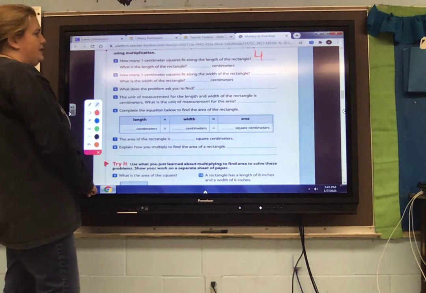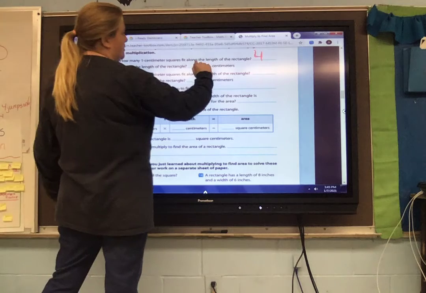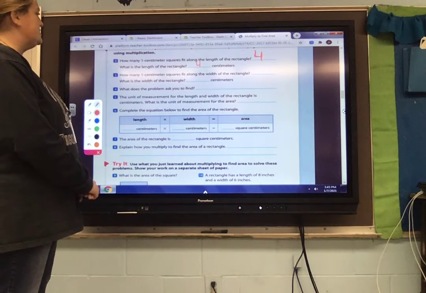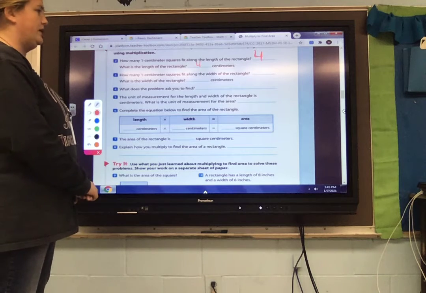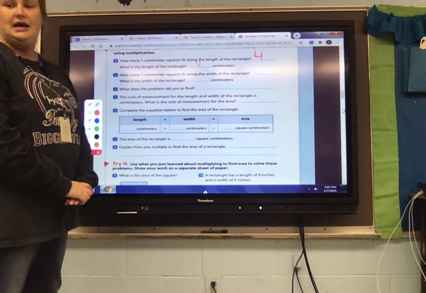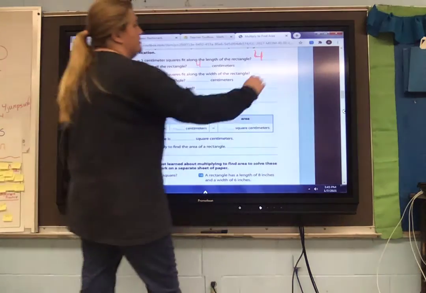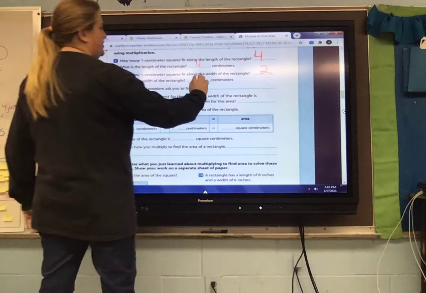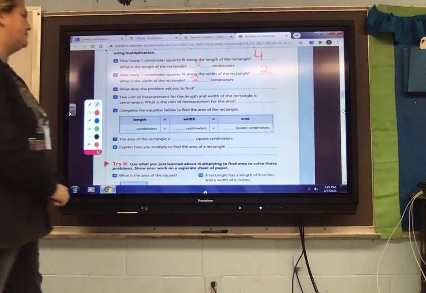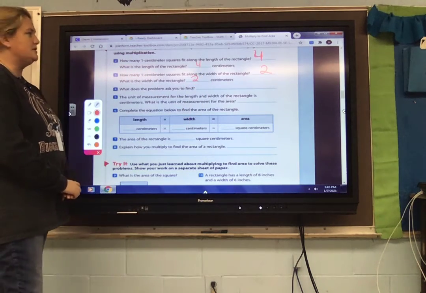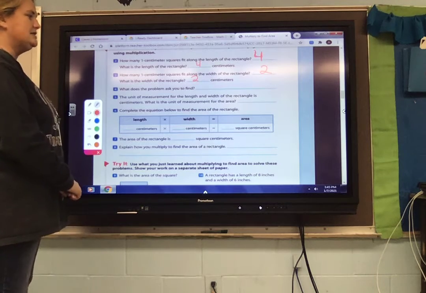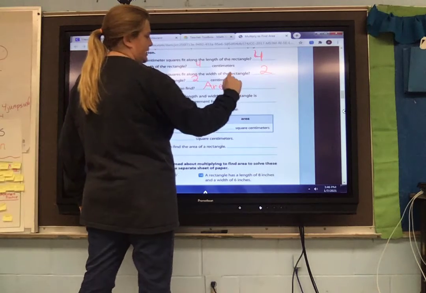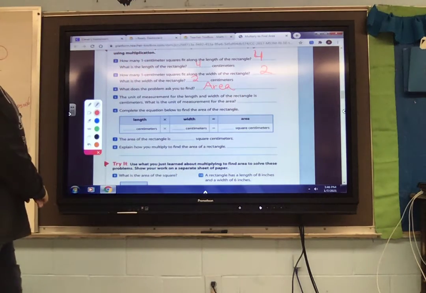What is the length of the rectangle? Well, it would be 4 centimeters, wouldn't it? How many 1 centimeter squares fit along the width? This is number 3. Your width is your short side, and I believe it had 2 squares on the shortest side. So the width would be 2 centimeters. What does the problem ask you to find? It's asking us to find the area. That's what we're working on, area of the rectangle.